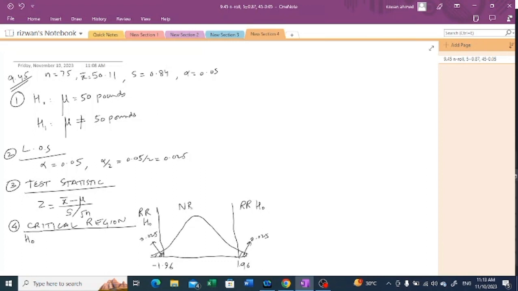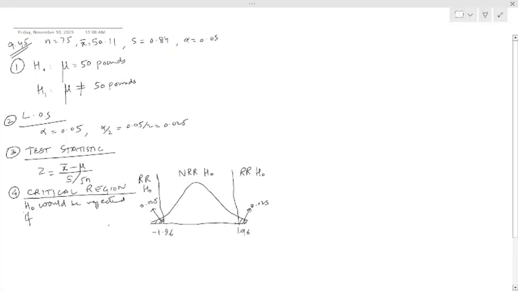This region is the non-rejection region for H naught, and we state it as H naught would be rejected if Z calculated is either less than minus 1.96 or it is greater than plus 1.96.